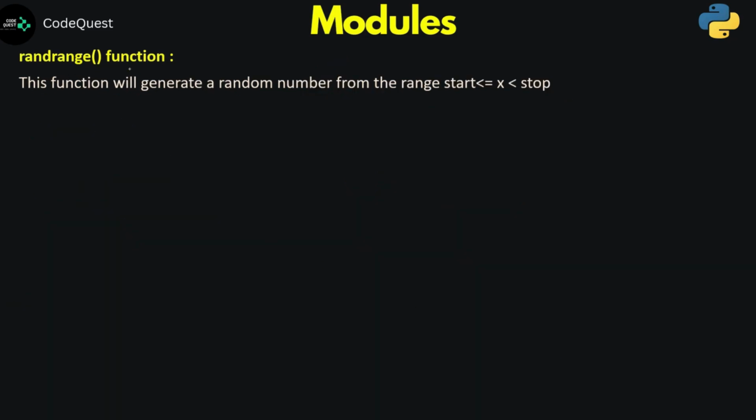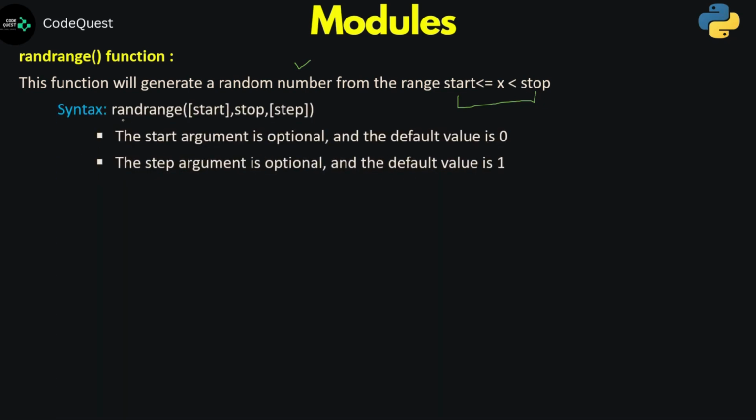The randrange function is the one which is going to generate a random number between a particular start and stop. As you can see once again, the start is inclusive, but the stop is not inclusive. And the syntax is randrange start, stop, step. Here the start and step are optional. If you do not mention the start, then the default value is 0. If you do not mention the step, the default is 1.